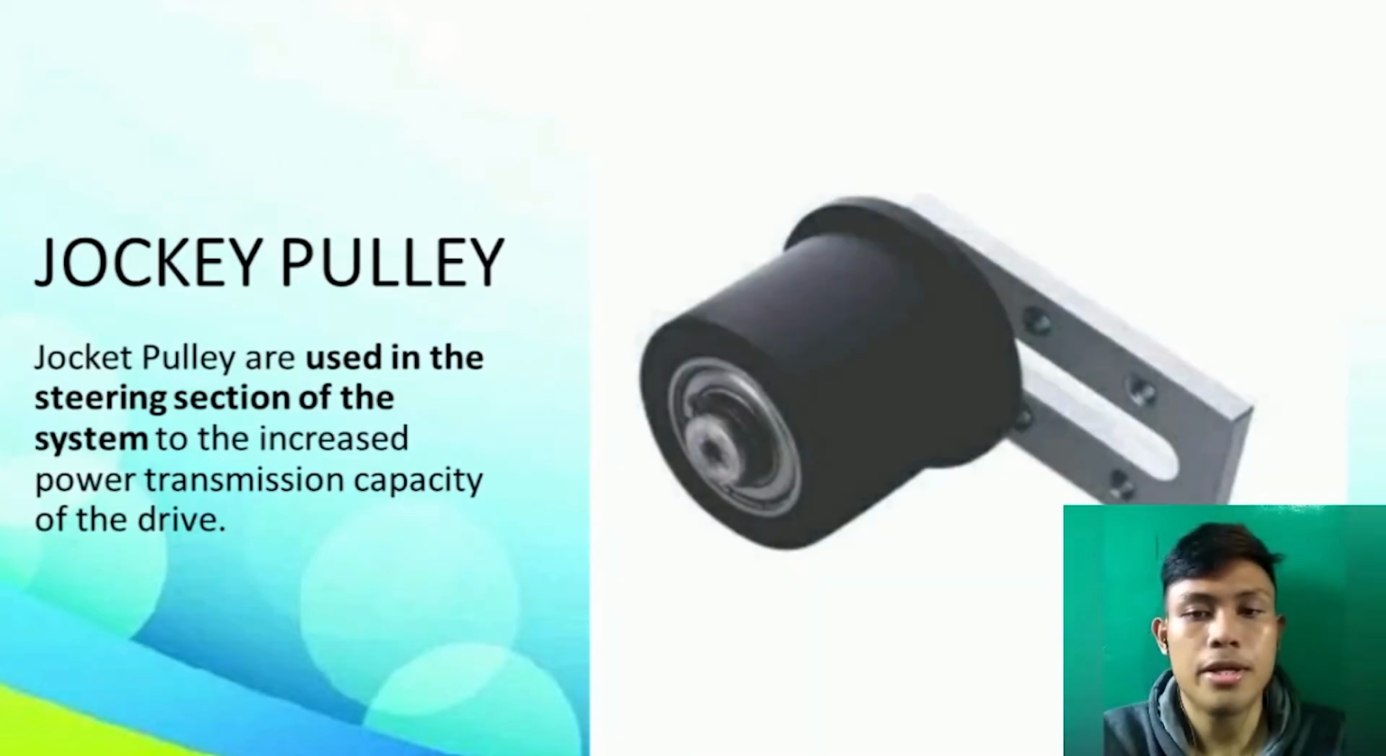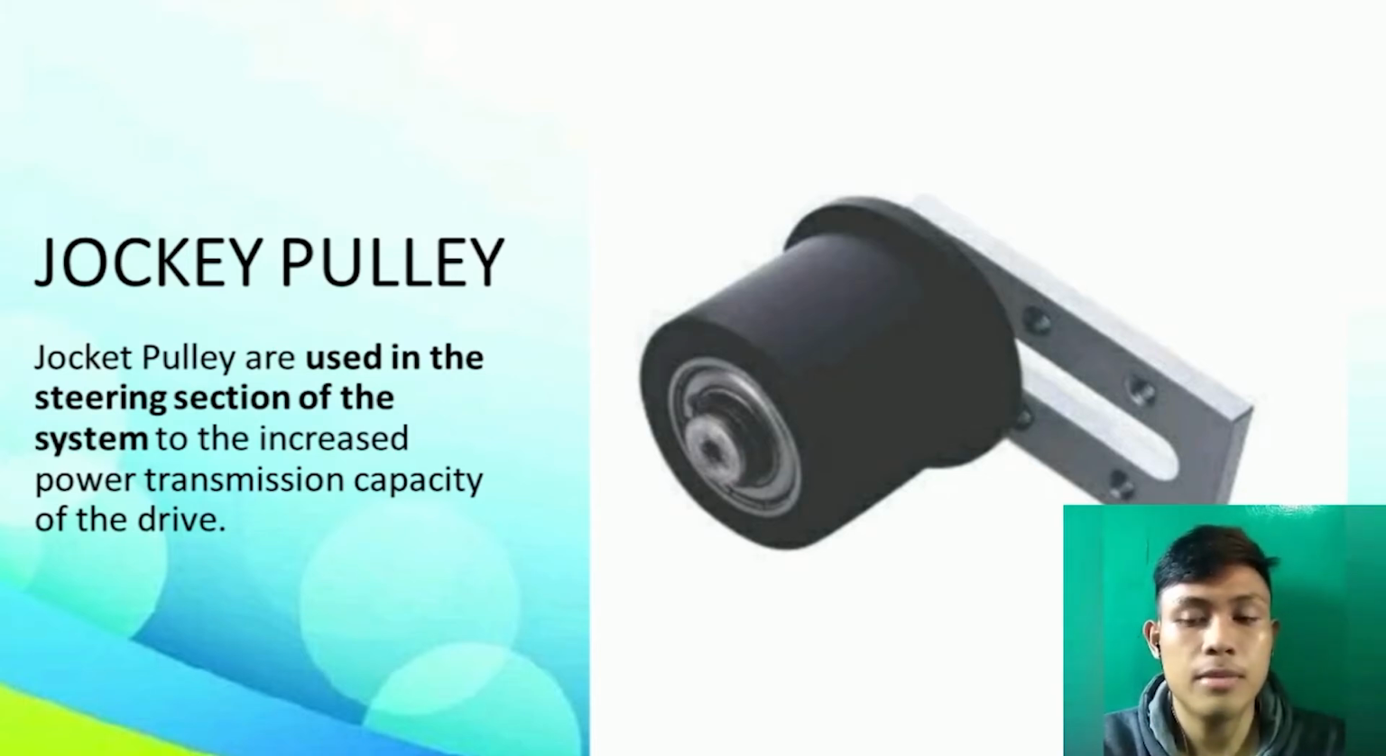Next is the jockey pulley. Jockey pulleys are used in the steering section of the system. A jockey pulley is like an idler pulley, which is used for increasing the angle of contact in an open belt drive. Hence, increasing the angle of contact leads to increased power transmission capacity of the drive.